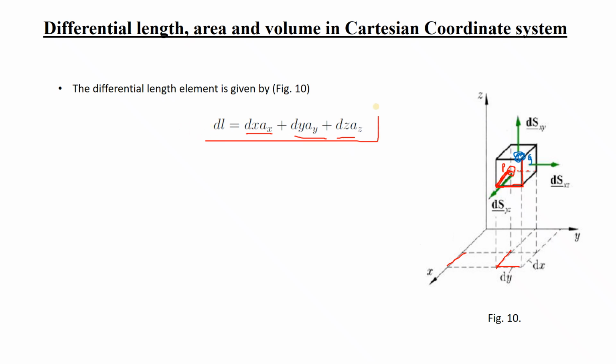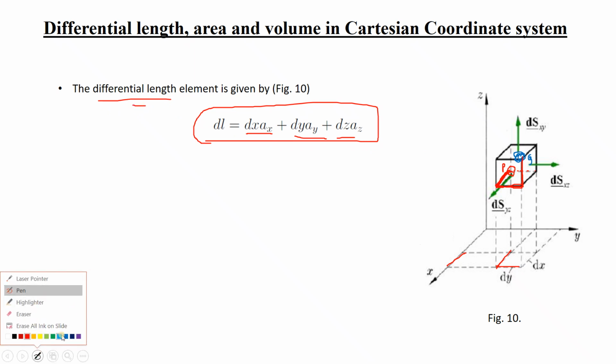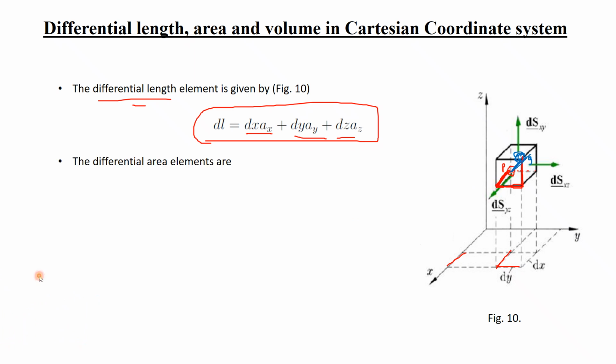Then the third displacement will be along the z-axis, so it will be dz unit vector z. Adding all three, we get the total displacement made to reach Q from P by traveling along all the axes. This is called the differential length, that means the difference in the length. So we cannot take the shortcut. That means we cannot take PQ like this. No, we have to travel along all three axes. This is called the differential length.